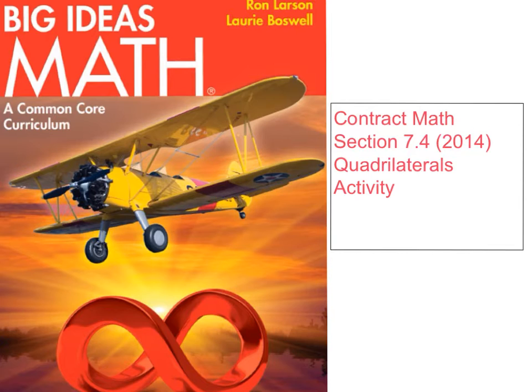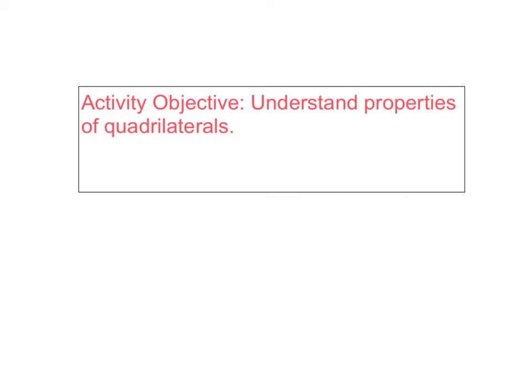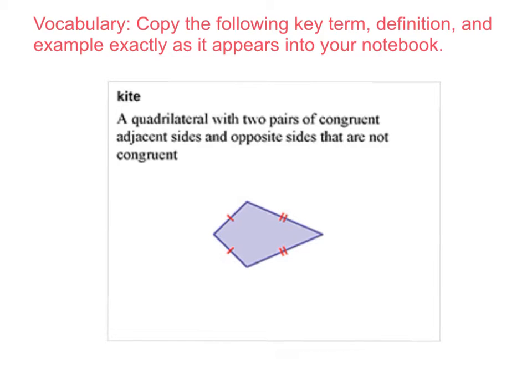Pause while you write Section 7.4, 2014 edition activity in your math notebook. Pause again while you write today's activity objective in your math notebook. Today's objective is understand properties of quadrilaterals. Copy the following key term, definition, and example exactly as it appears into your notebook. Kite is a quadrilateral with two pairs of congruent adjacent sides and opposite sides that are not congruent.